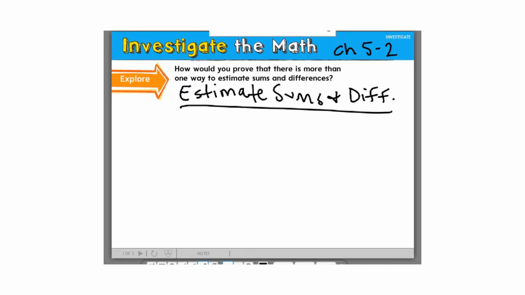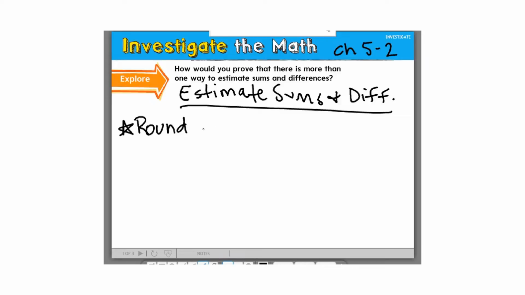So the question that they give us here at the top says, how would you prove that there is more than one way to estimate sums and differences? So I'm going to show you a couple of different ways. Here's our first example. I have to write some directions up here because I'm going to show you a couple of different directions, because your assignment today will also show you a couple of different directions, and it's going to look just the same as this. So this way you can really use your notes to help you out today.